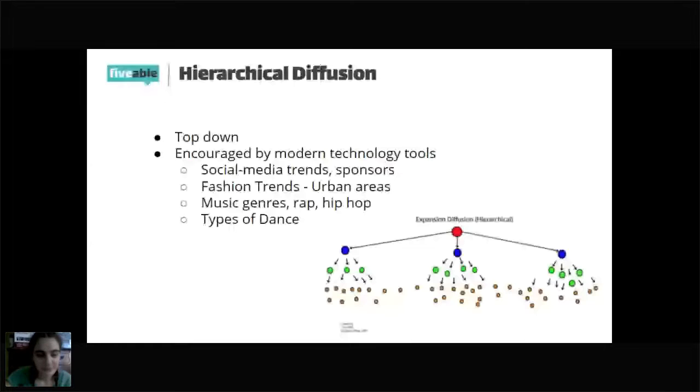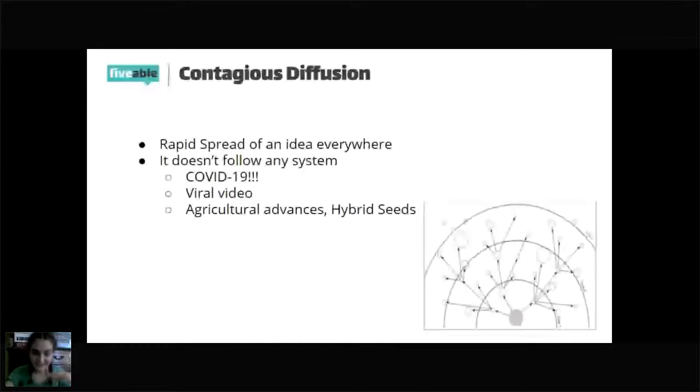So we talked about hierarchical, right? We'll move on to the next diffusion words. So contagious, as we talked about it in the questions. It's a rapid spread of an idea everywhere. There is no pattern. It spreads everywhere. And what is a great example of that? What's a better example than COVID-19, right? A virus, what's a better example than that?